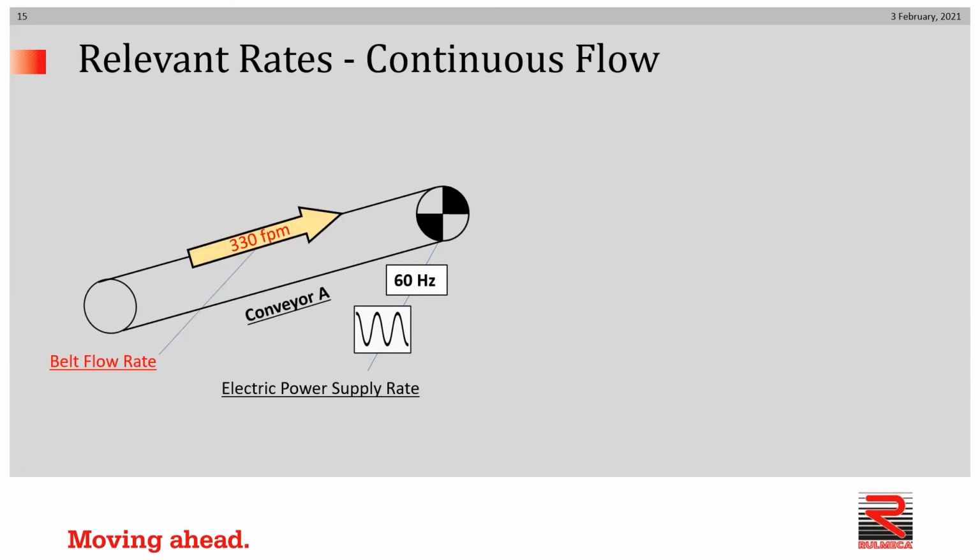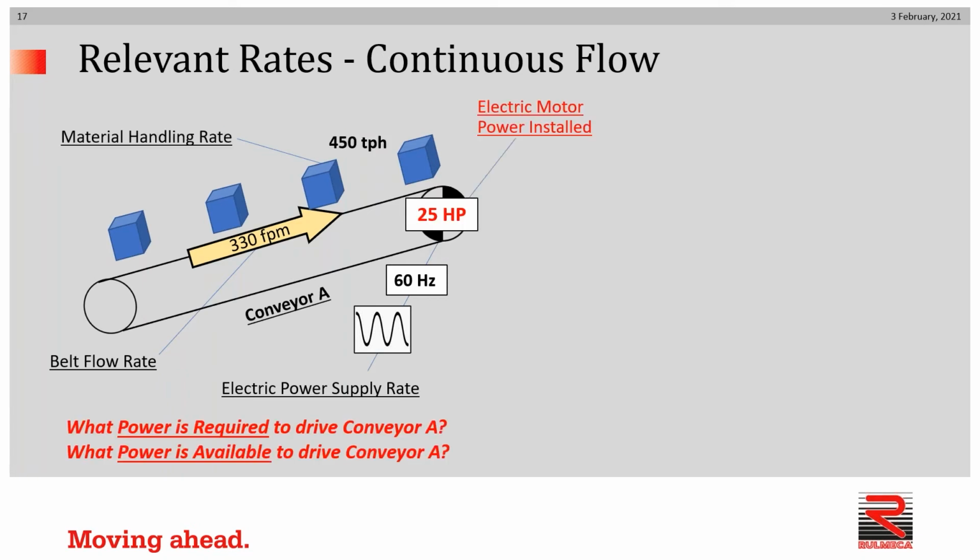We know that we want to move the conveyor at 330 feet per minute, so that's our belt flow rate. We also know that we want to move 450 tons per hour. I've idealized this as a series of boxes, and whether we're talking about so many packages per hour or tons per hour, it doesn't really matter as long as we are consistent in understanding what we mean by material handling rate. We go through the calculations to determine what power is required, and in fact, we decide to select a particular drive system. Drive system can consist of an electric motor, a gear reducer, and some sort of a pulley.